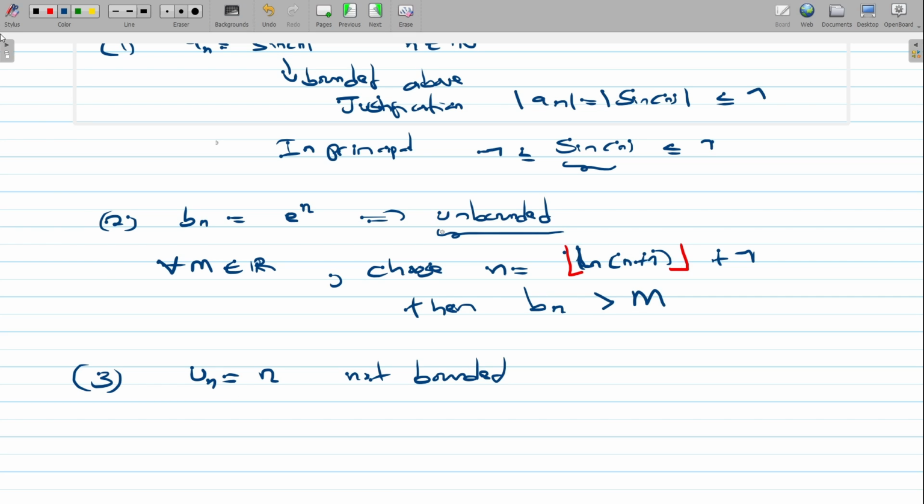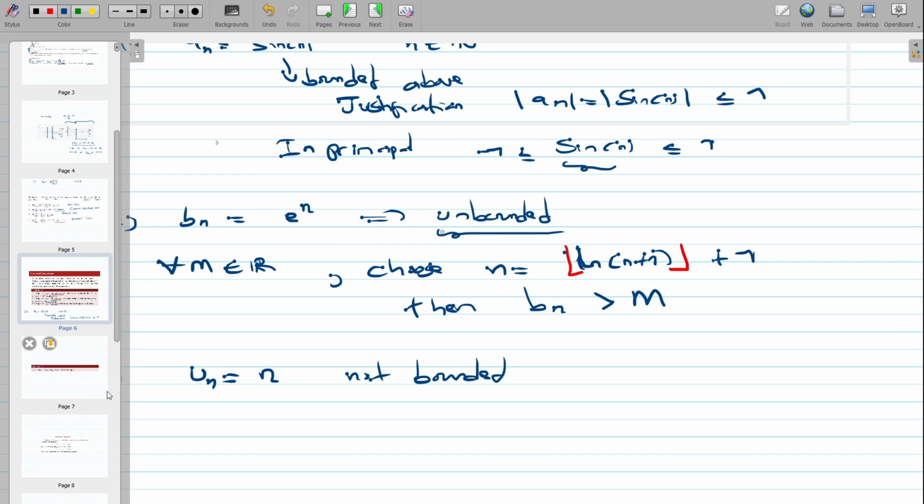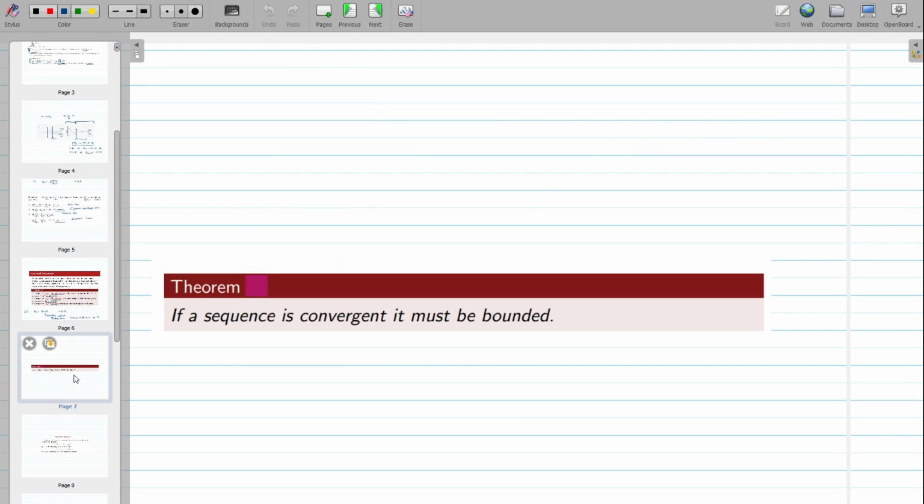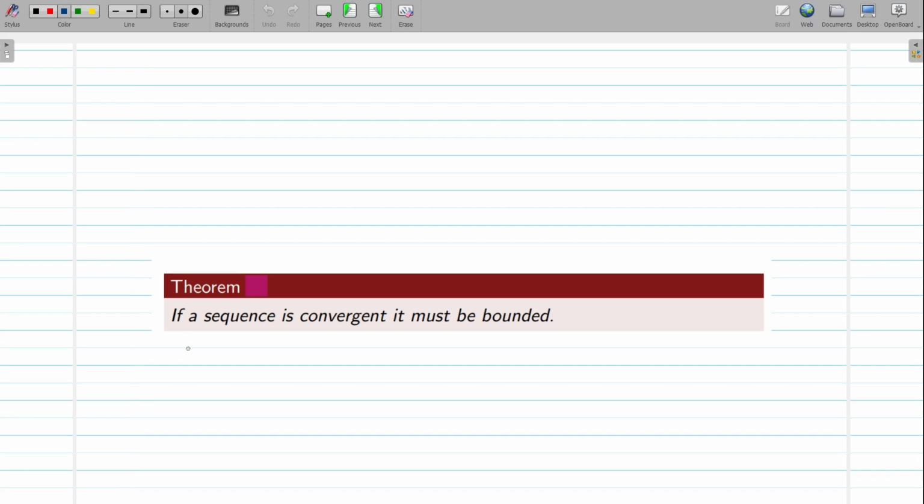Now let's look at one very important theorem when it comes to bounded sequences. So we see that every convergent sequence is going to be bounded. Now the reverse is false in general. So what we are saying here is that the reverse is actually false. Now we can give a counterexample here.